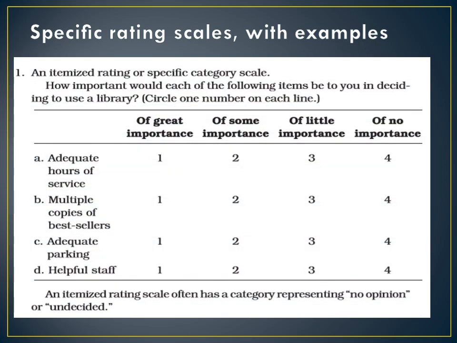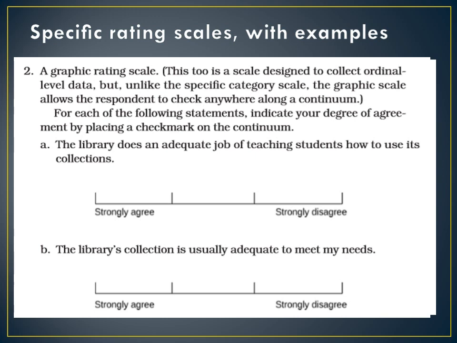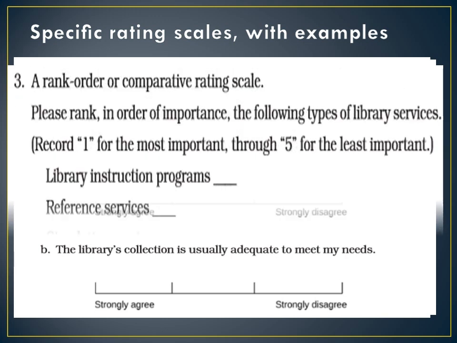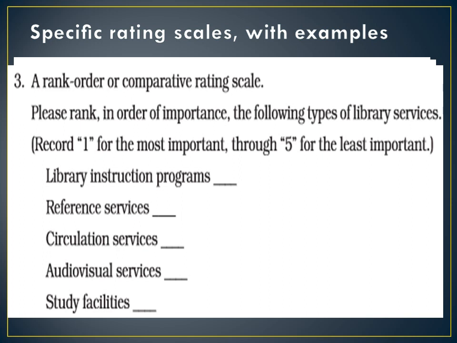Number 1, an itemized rating or specific category scale. Number 2, a graphic rating scale. This too is a scale designed to collect ordinal level data. But unlike the specific category scale, the graphic scale allows the respondent to check anywhere along a continuum. Number 3, a rank order or comparative rating scale.